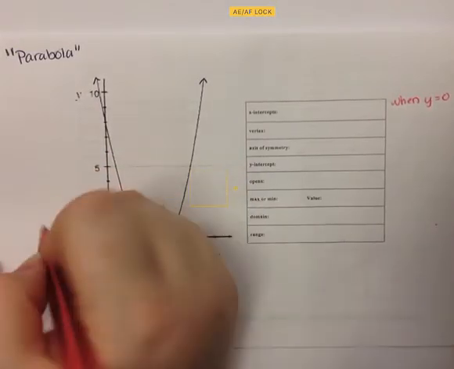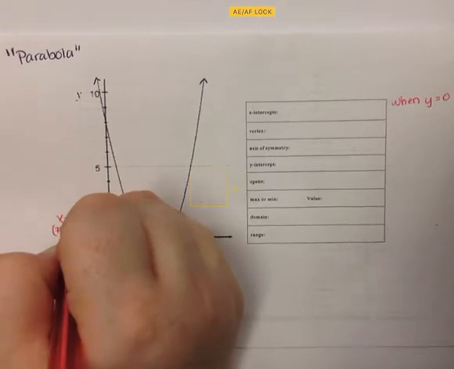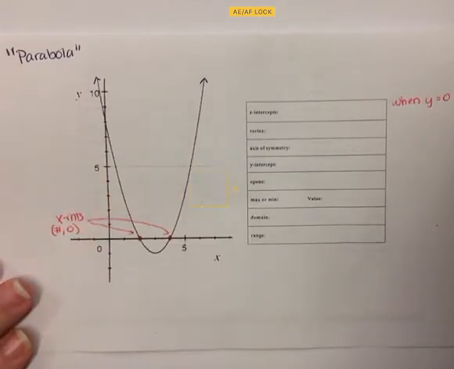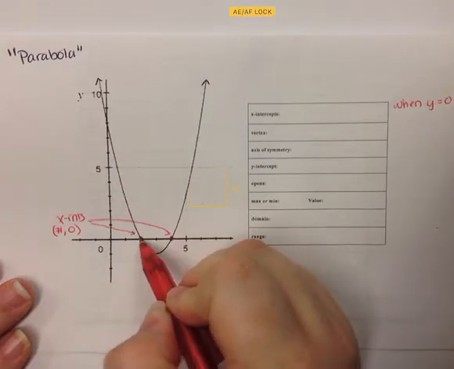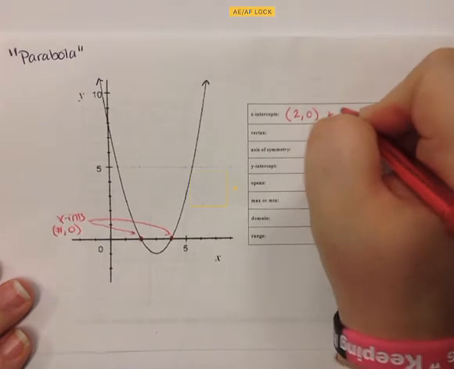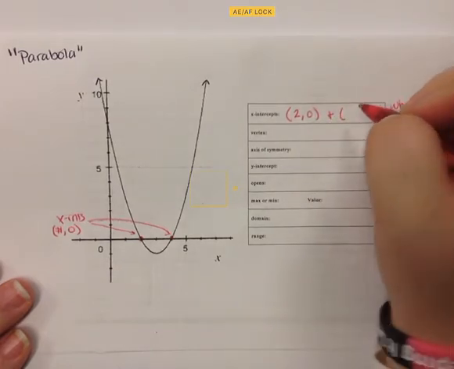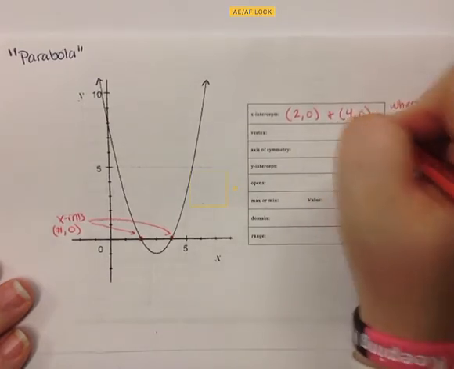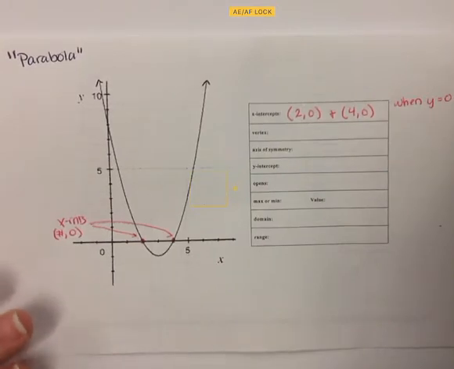X-intercepts are when you have a number, comma, 0. The coordinate is number, comma, 0 because it's when y is equal to 0. These two coordinates are at (2, 0) and at (4, 0). So our x-intercepts are at (2, 0) and (4, 0).